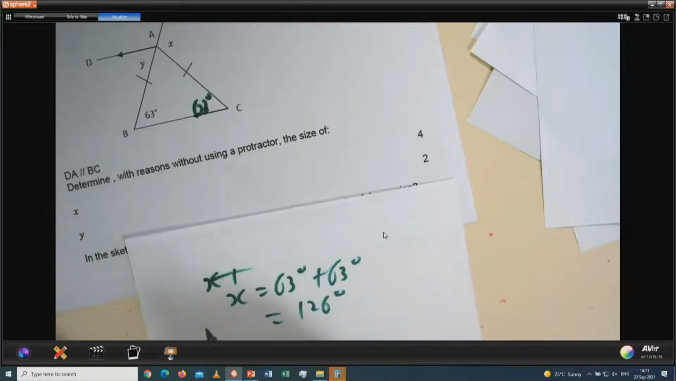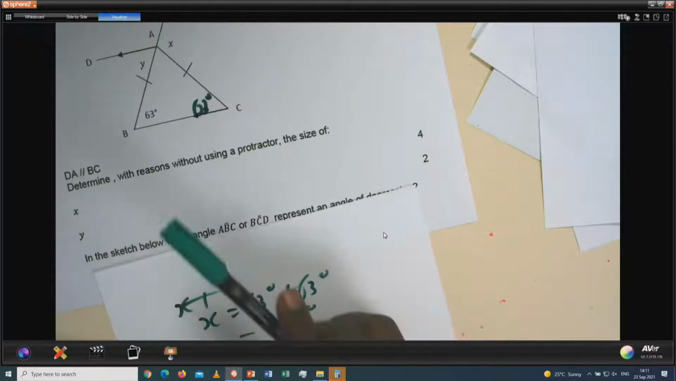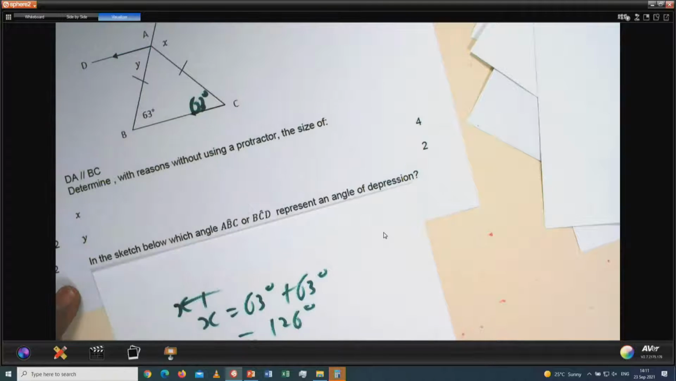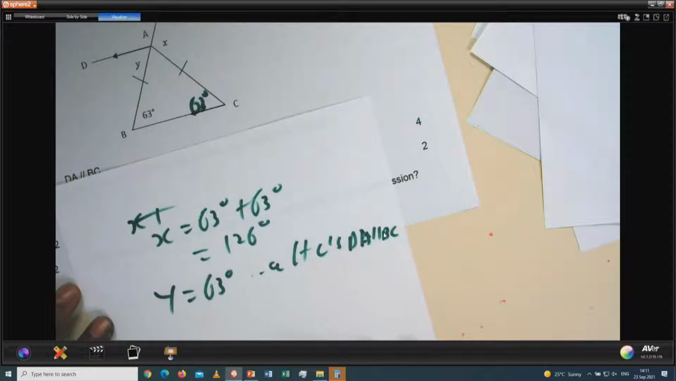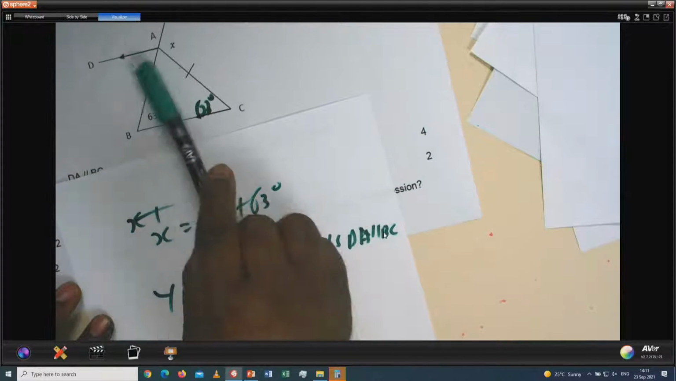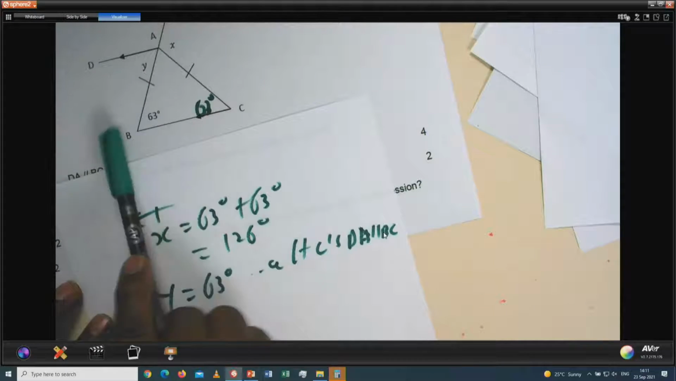What is Y? What is the situation of Y? Y is not an exterior angle. What is the situation? Y is in a Z formation. Therefore, Y is equal to 63 degrees. Y, alternating angles of DA parallel to BC. Y is 63 because alternating angles of two parallel lines.